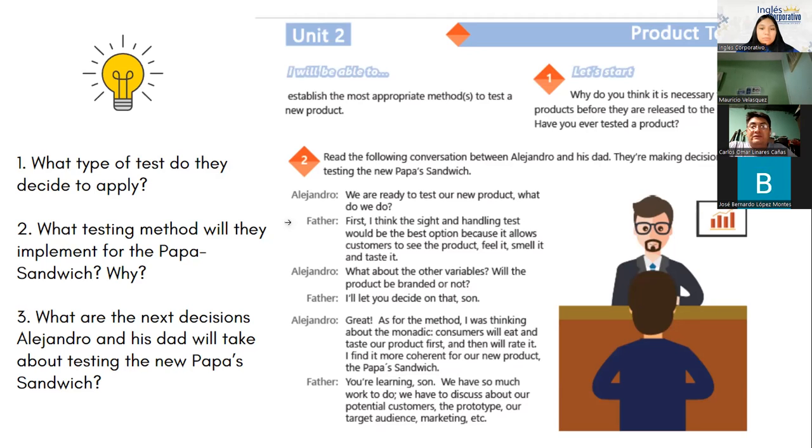Great. As for the method, I was thinking about the monadic. Consumers will eat and taste our product first, and then we'll rate it. I find it more coherent for our new product, the Papa's Sandwich. We have so much work to do. We have to discuss our potential customer, prototype, or target audience. Marketing, etc. Excellent. Okay, thank you.